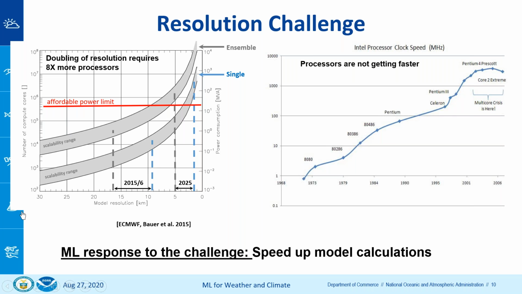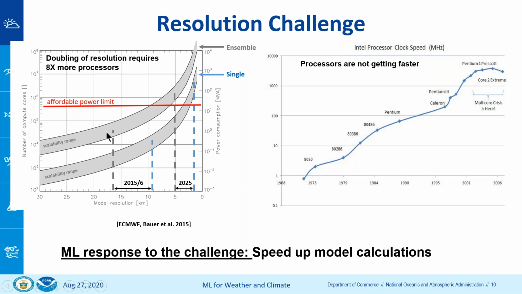The left figure, I think you maybe saw this figure many times, but let's again look at it. Horizontal axis shows model resolution. It increases from the left to the right. It becomes finer and finer. Left vertical axis shows the number of computer cores which we need to calculate a model with such resolution. And doubling of resolution requires 8 times more processors. It's a nonlinear dependence. And the right vertical axis shows power consumption. And the horizontal red line shows the affordable power limit.